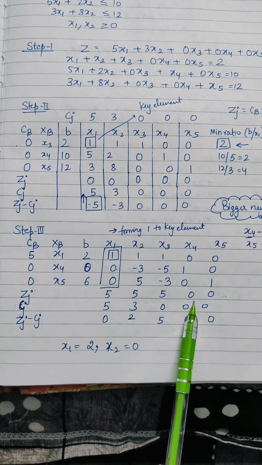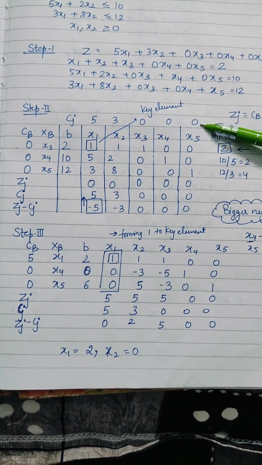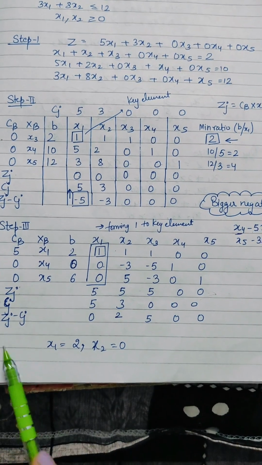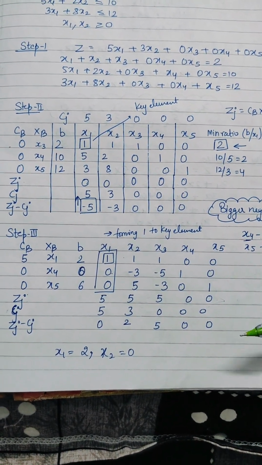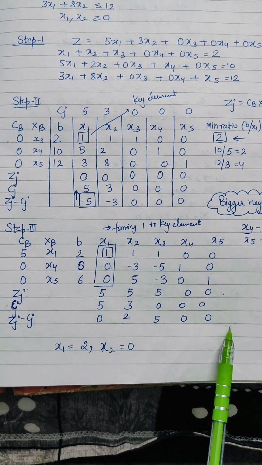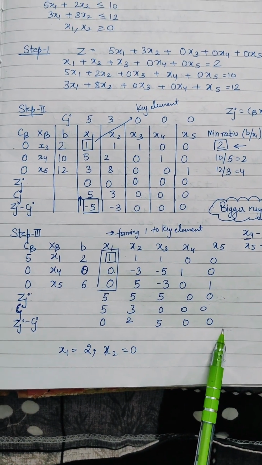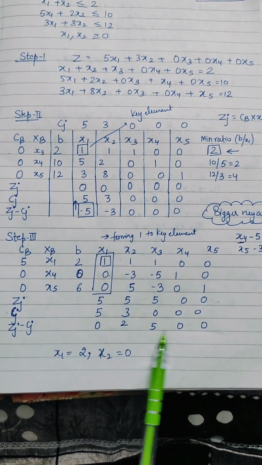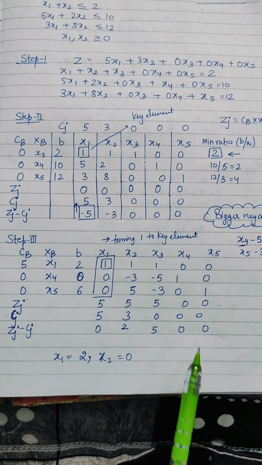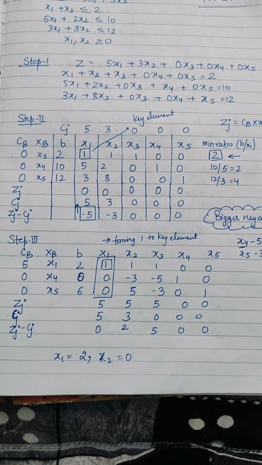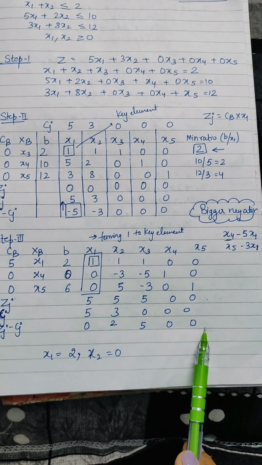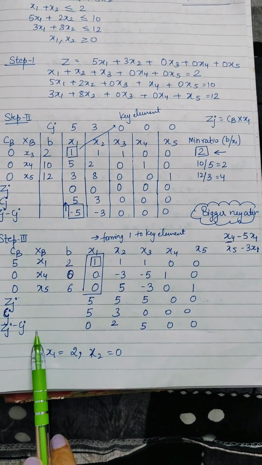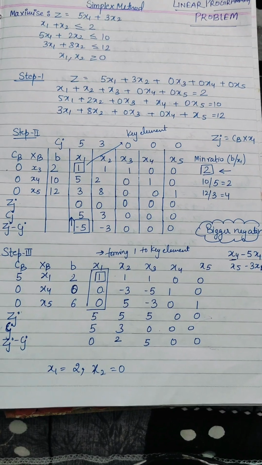Similarly cj, right from the top, 5 3 0 0 0, then do zj minus cj. These tables will be formed until you get all positive numbers in zj minus cj. When you get positive numbers in zj minus cj, there is no need to draw further tables. So this is our last table, because we get all positive numbers in zj minus cj.